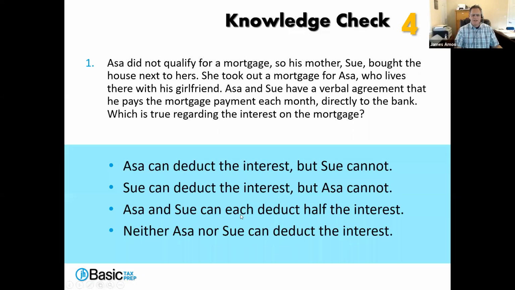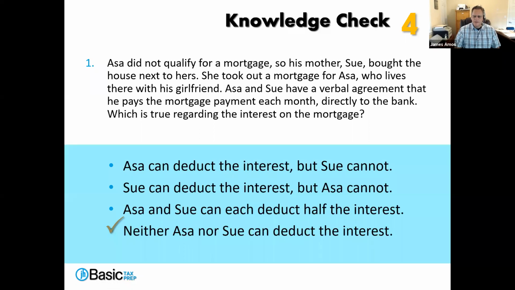Asa and Sue can each deduct half the interest. No. Neither Asa nor Sue can deduct the interest. No. Hold on just a second, I'm looking at something. Now, I'm going to give you the answer, and then I want you to backwards reason what you know. Neither Asa nor Sue can deduct the interest.